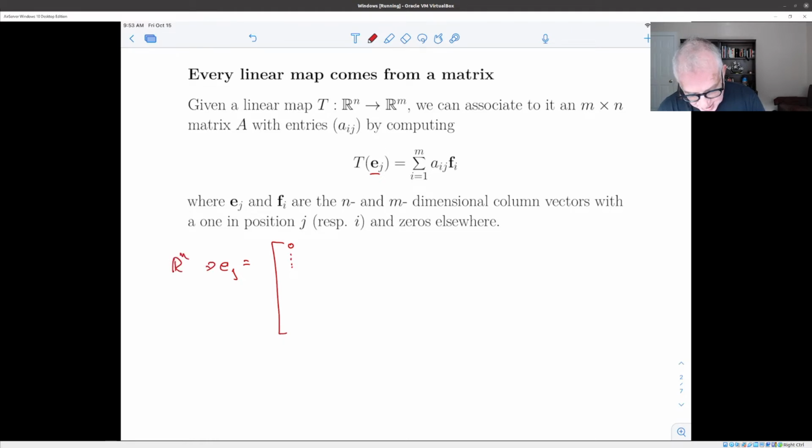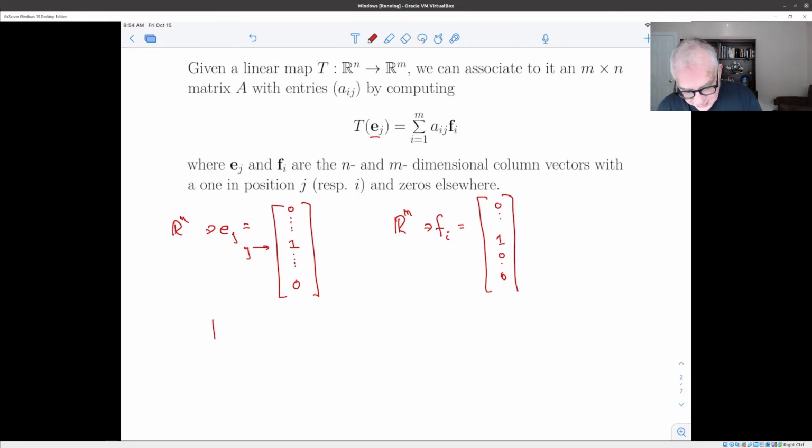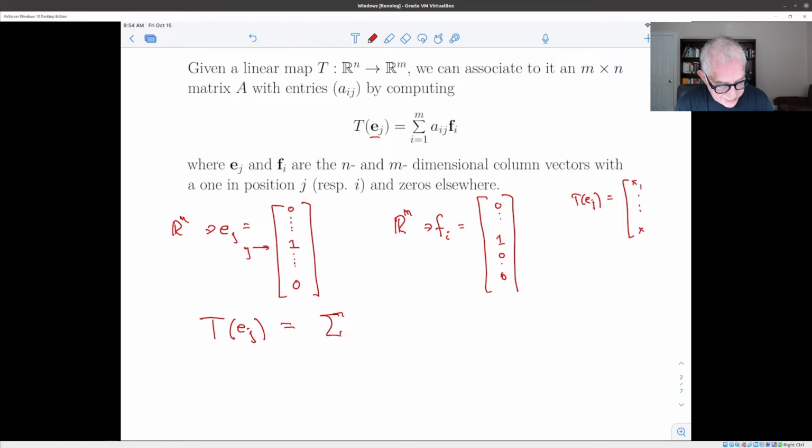So it has n entries, and it has a 1 somewhere in the middle, position j, and the rest of them are zeros. And you also have f's, and they're in Rm, and they look exactly the same, except they have m entries, and they have a 1 in position i. And if you have an abstract linear map T, and you apply it to the vector Ej, the result has to be a sum of the fi's. Because if T of Ej, let's say, is x1 down to xm, an element of Rm, then this is the same as x1 f1 plus x2 f2 plus xm fm.